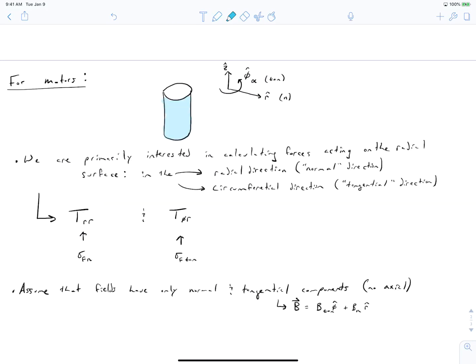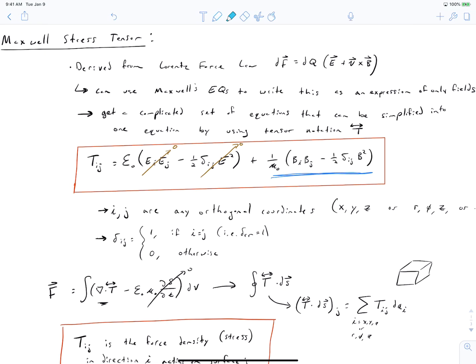So what we want to do now is calculate expressions for sigma F_n and sigma F_tan, that is T_rr and T_phi r. And to do that, we'll go back to our Maxwell stress tensor expression up here, and we'll plug in values for our magnetic field to get the expressions that we desire. So we want to have T_rr and T_phi r.